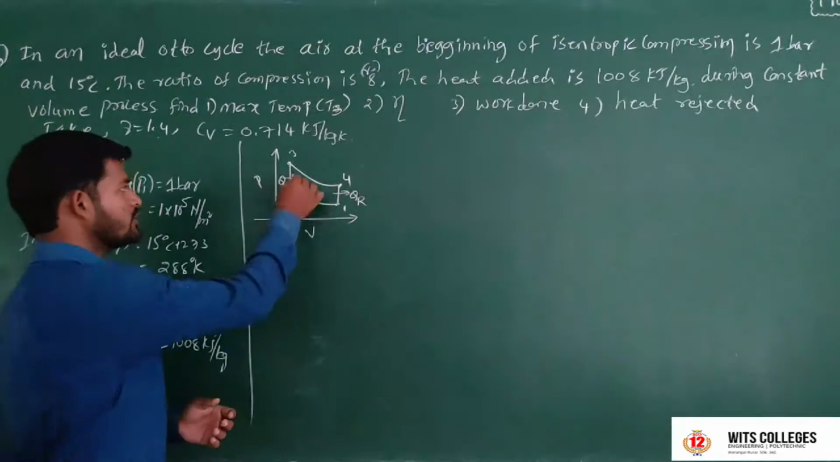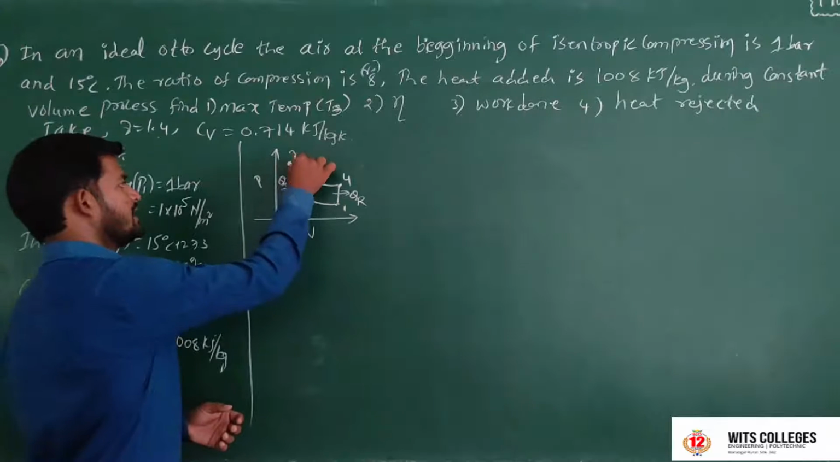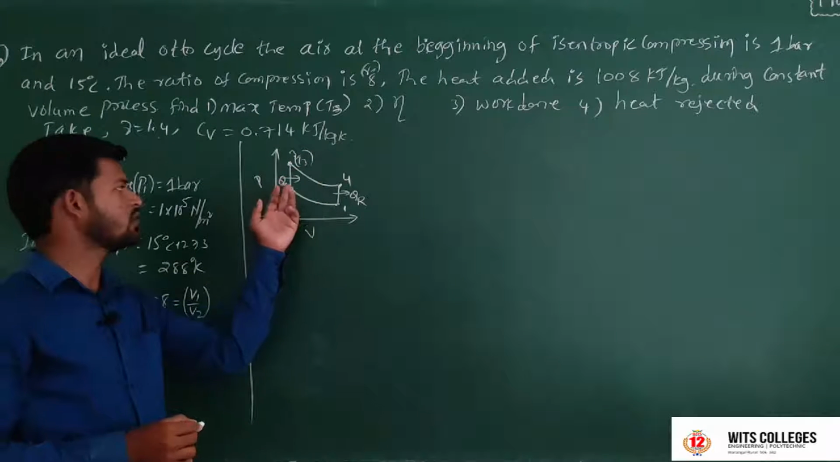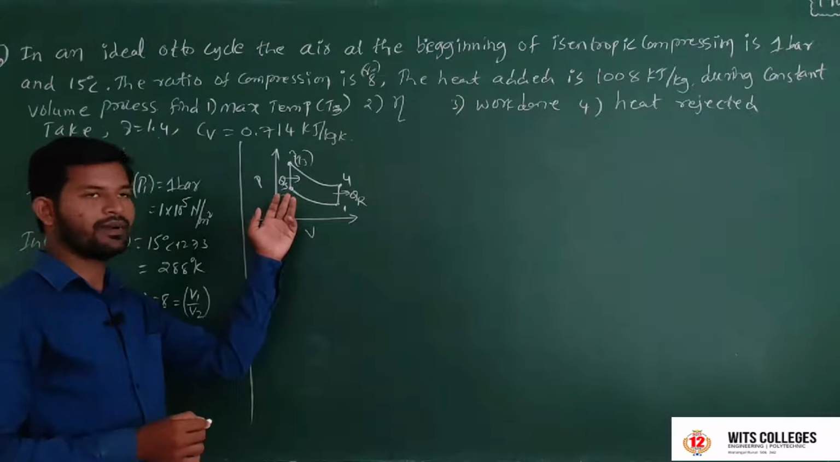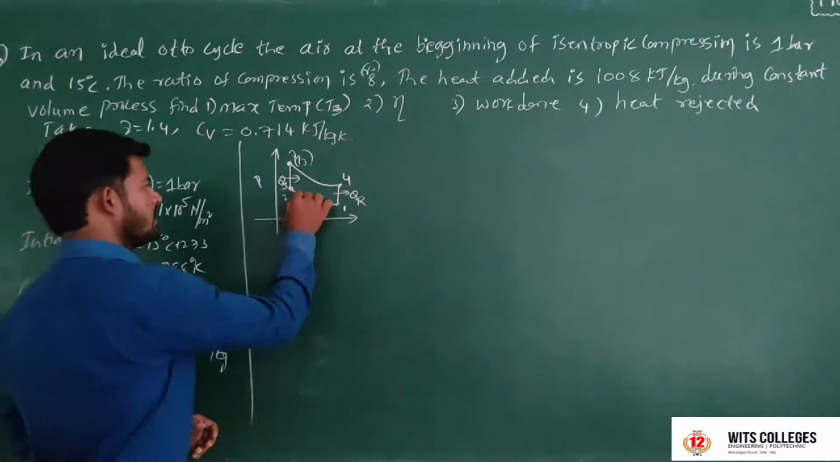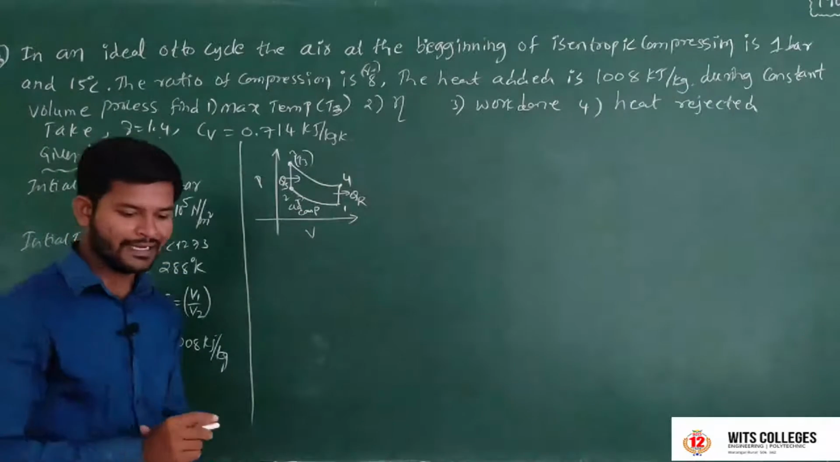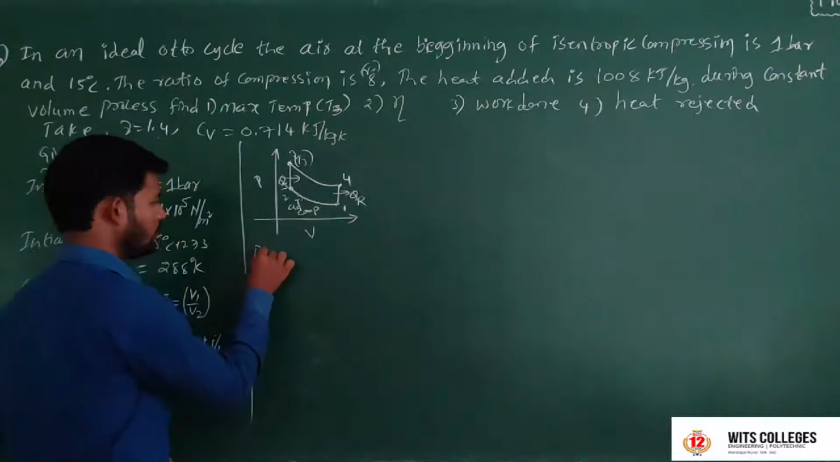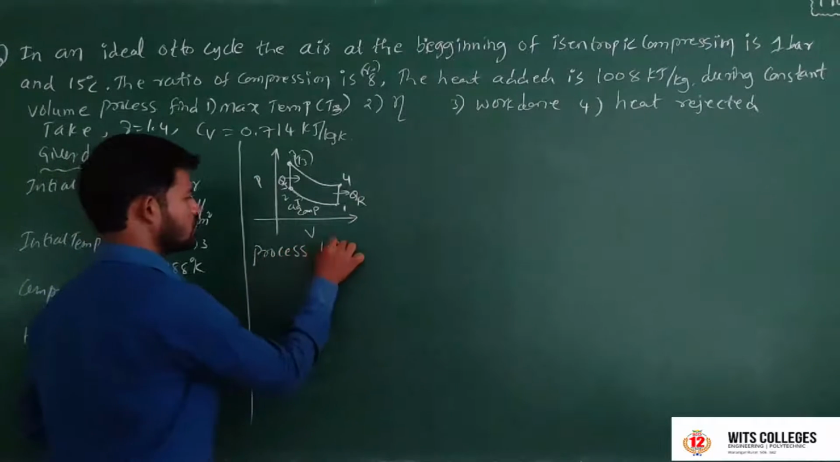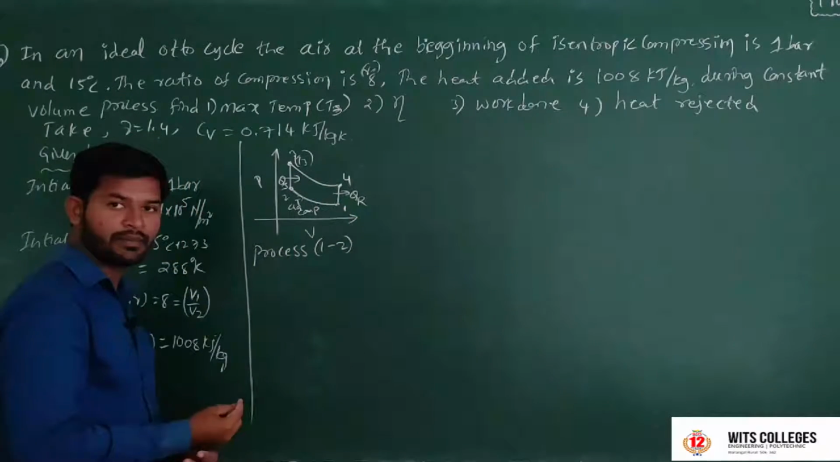Here we find the maximum temperature, that is T3. First we will find T2 at adiabatic compression. In the adiabatic compression process, process 1 to 2, we will find the T2.